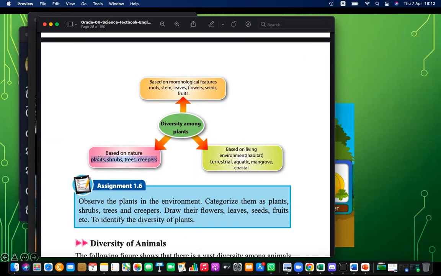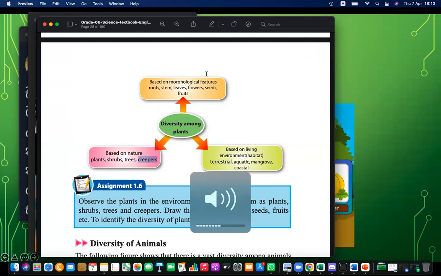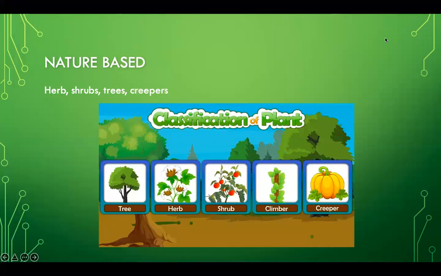Plants, you can say herbs as well. Shrubs are small trees, and trees are much bigger than shrubs and creepers. You can say creepers and climbers are in one category, but in some classifications, climbers are taken into another category. So these are the basic categories of the plant varieties according to their nature.